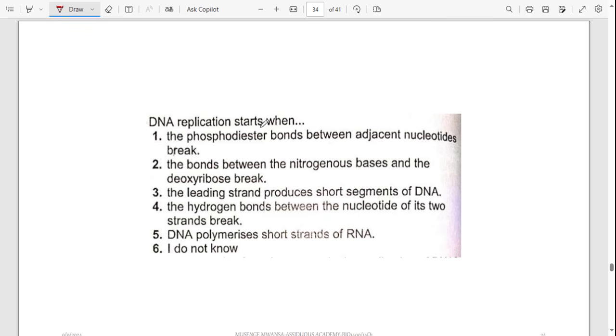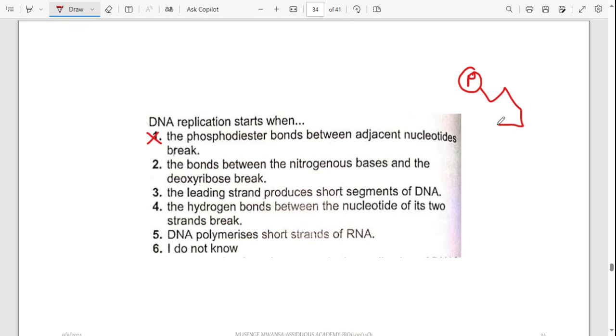DNA replication starts when the phosphodiester bonds between adjacent nucleotides break. Okay, replication, of course. But you don't break phosphodiester bonds. What you break are the hydrogen bonds between adenine and thymine and cytosine and guanine. Bonds between nitrogenous bases and the deoxyribose break? No. Look at this. Here is a phosphate.